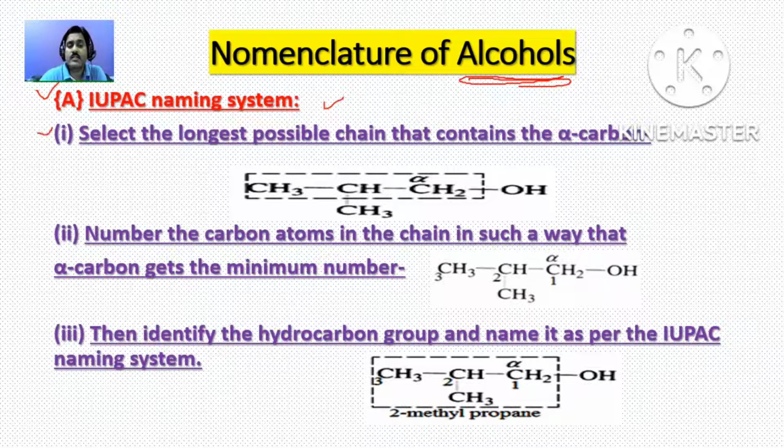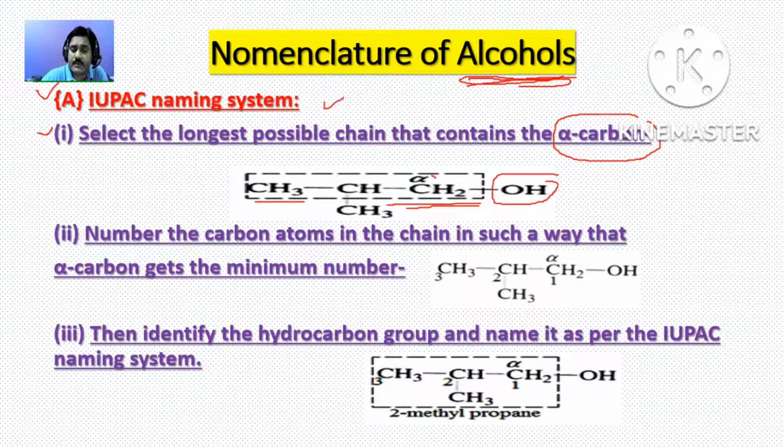First, select the longest possible chain that contains the alpha carbon. If we want to name any alcohol, we have to write its structural formula like that. Now find the alpha carbon atom. The alpha carbon atom is the carbon atom to which OH is attached. In this compound, the OH group is combined with that carbon atom. That carbon atom is called the alpha carbon atom.